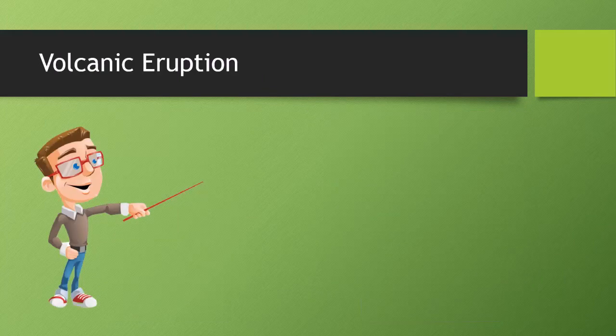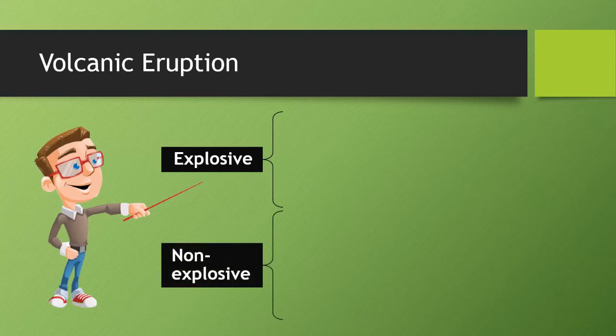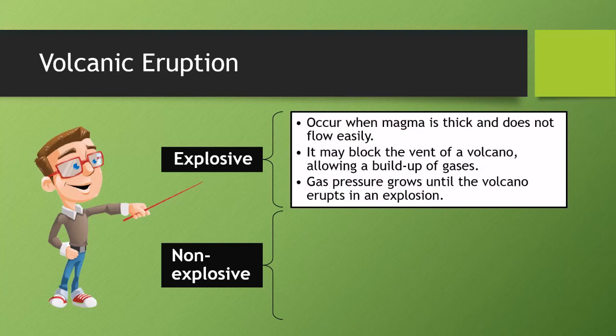Now, volcanic eruptions can be further classified into either explosive, meaning to say there is an explosion, or non-explosive. When we speak of an explosive eruption, it occurs when magma is thick and does not flow easily. Therefore, it may block the vent of a volcano. When we speak of the vent, that is the pathway or the channel where the magma rises. Gas pressure grows until the volcano erupts in an explosion.